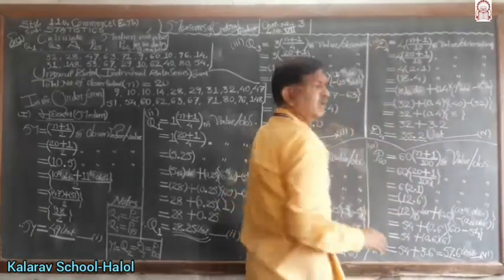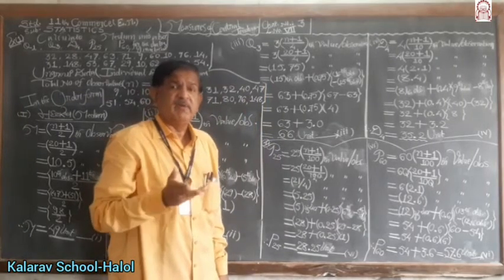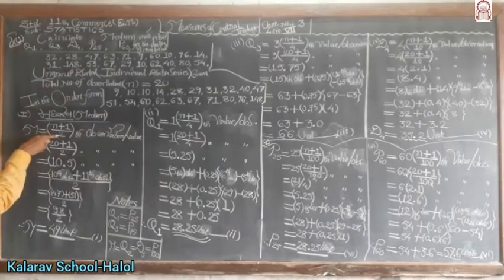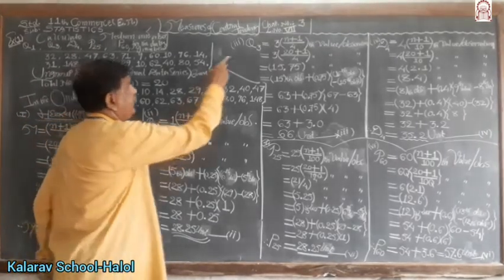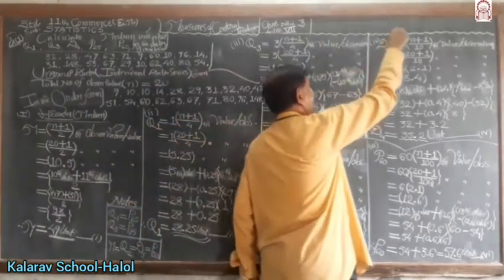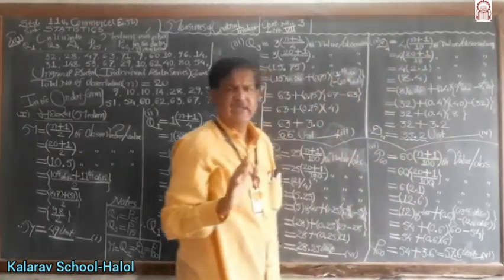Ultimately, the answer. See, the procedure, the method remains the same, but what is changed? If median is there, then there is 2 in the denominator. If quartile is there, then 4 in the denominator. If decile is there, then 10 in the denominator. The remaining procedure is the same throughout.